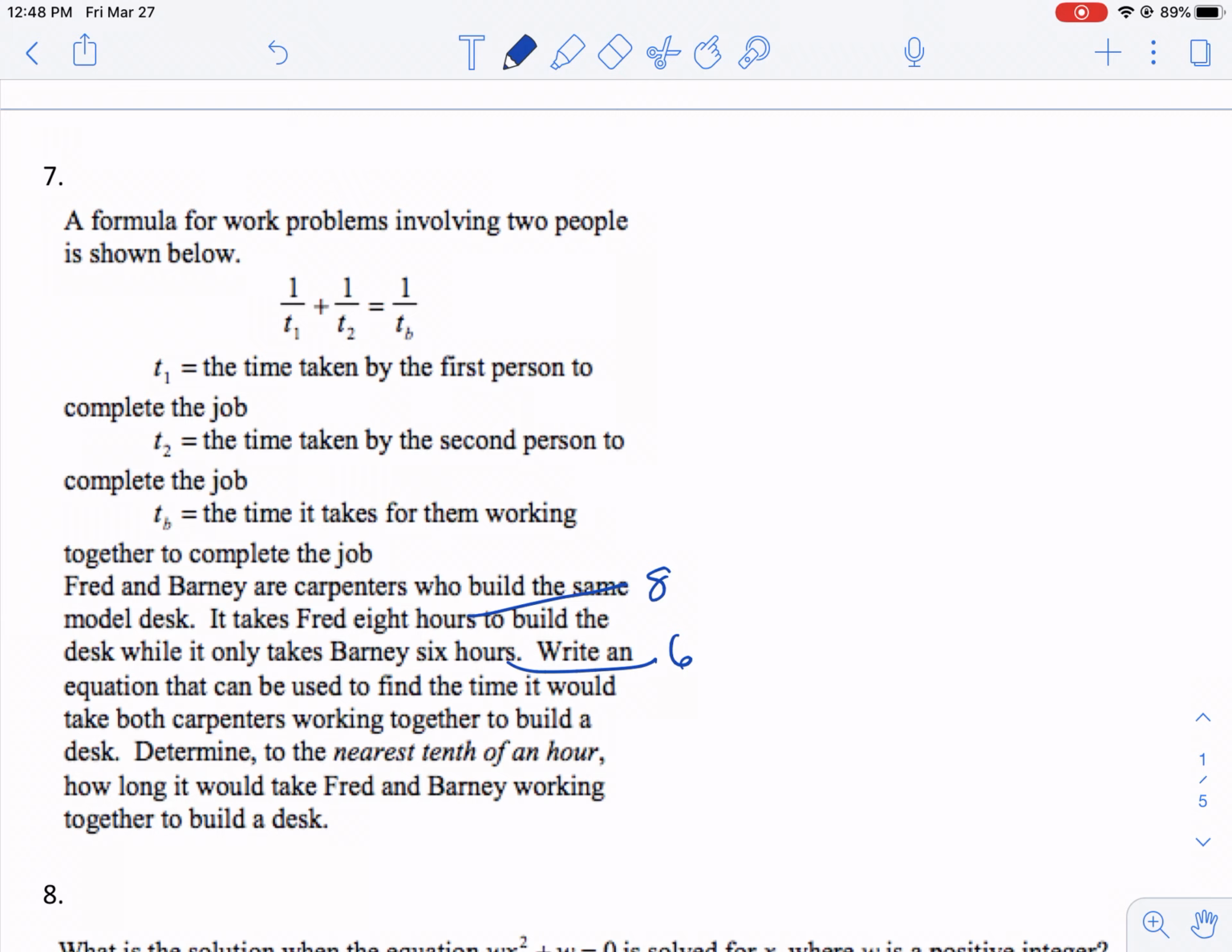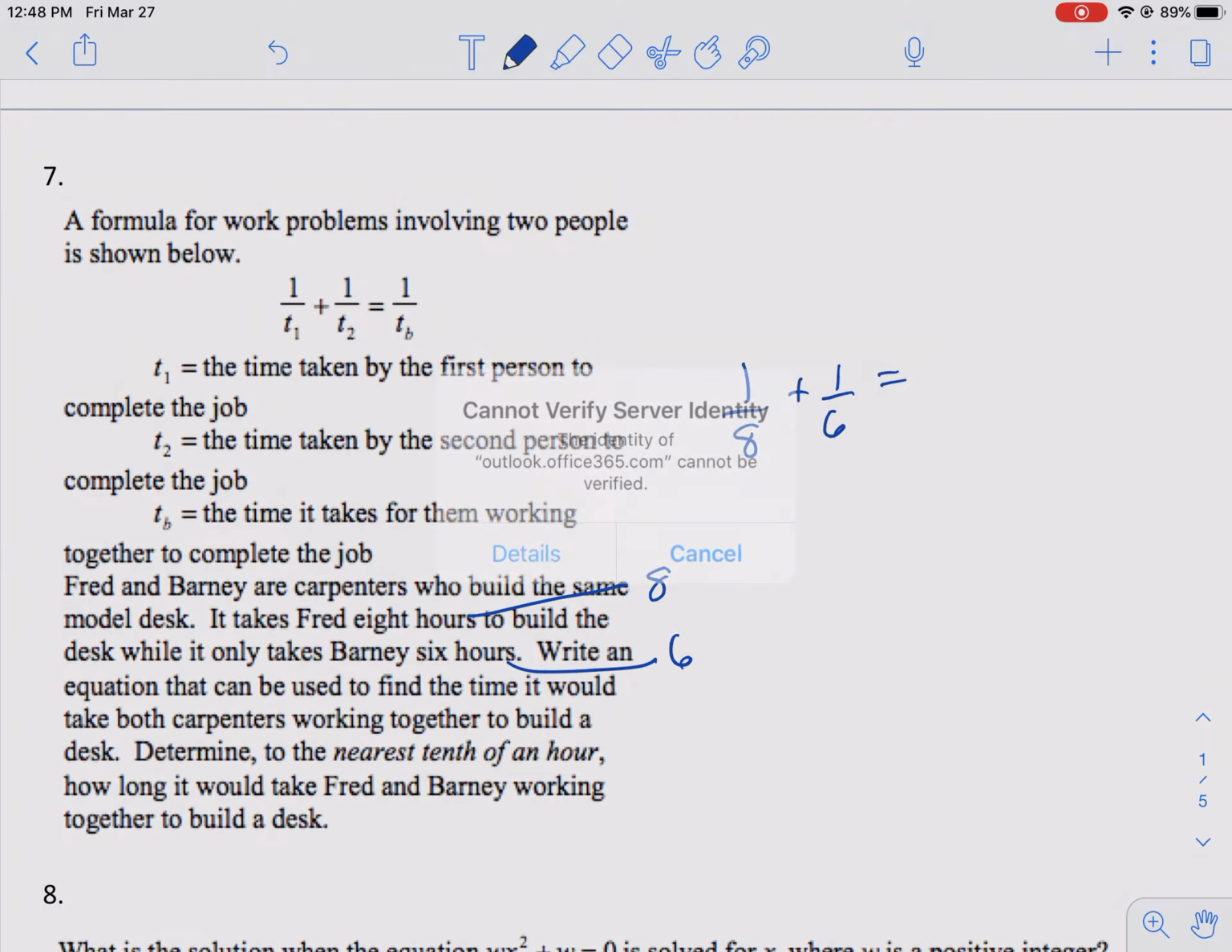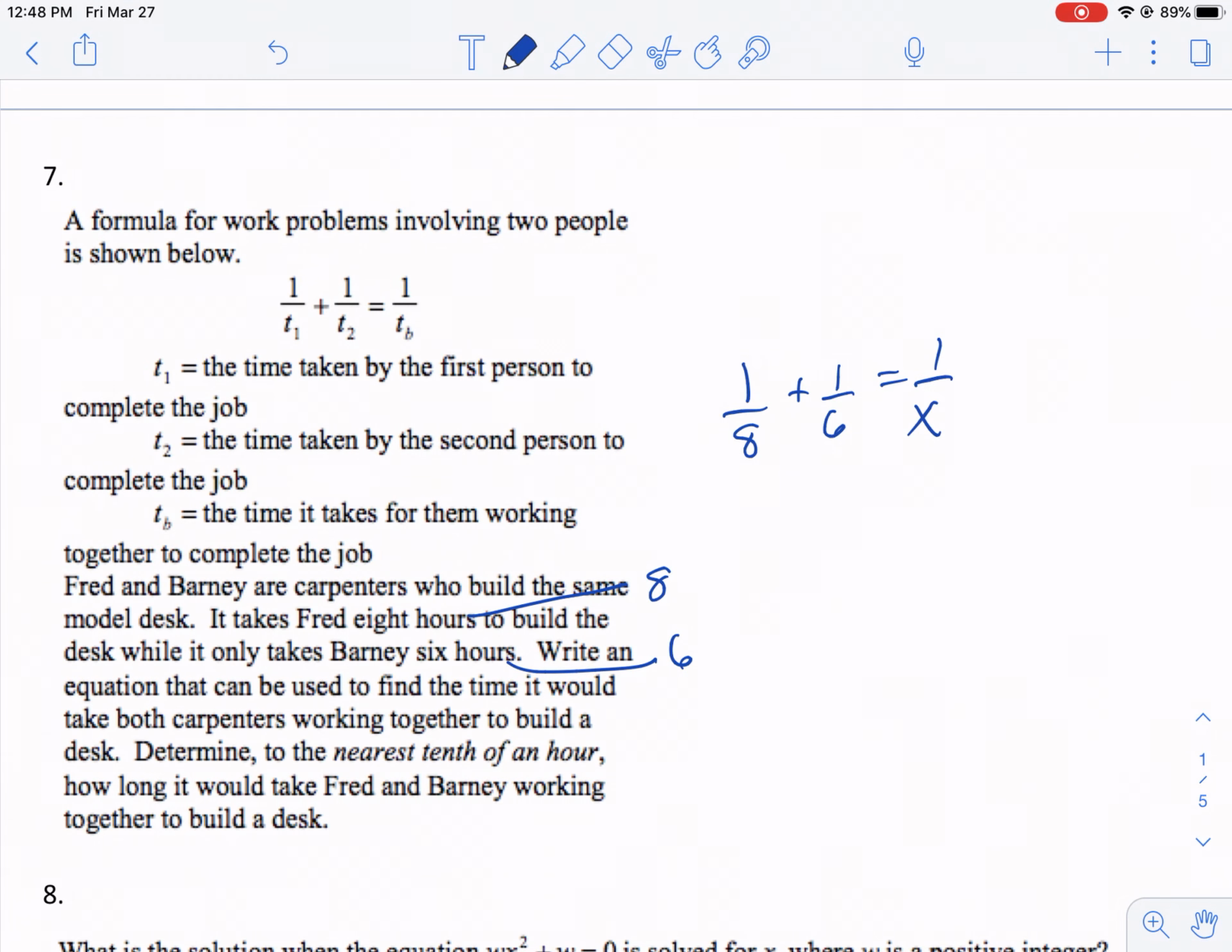Alright, and then determine to the nearest tenth of an hour how long it would take. Alright, well, we'll call the first worker Fred, so his fraction is 1 over 8, and then Barney would be 1 over 6, and we're looking for how long it would take them together. So there's our equation. Now we have to solve it.